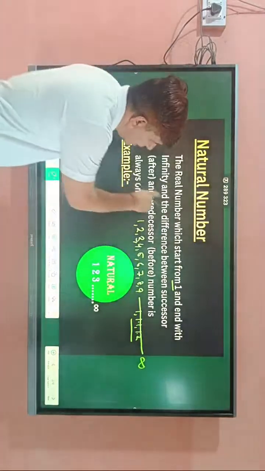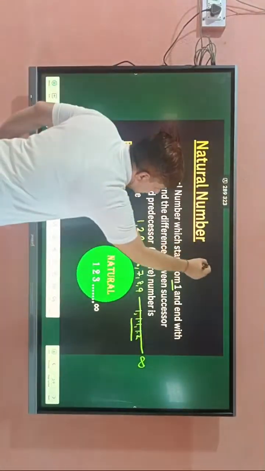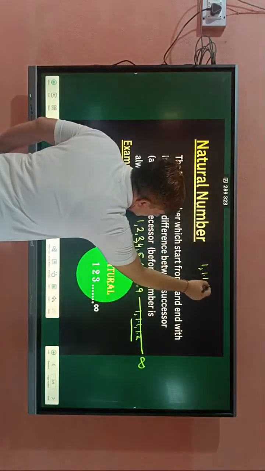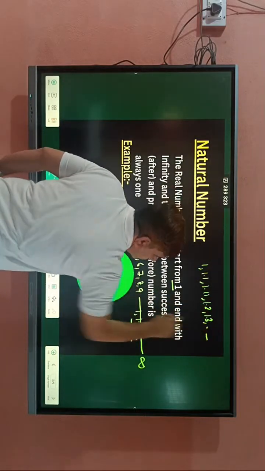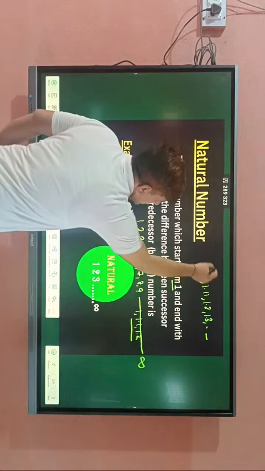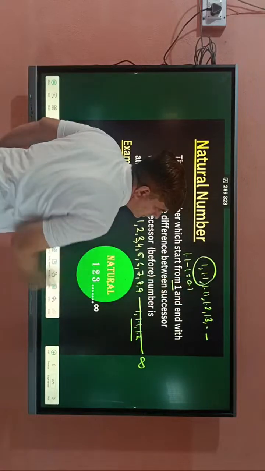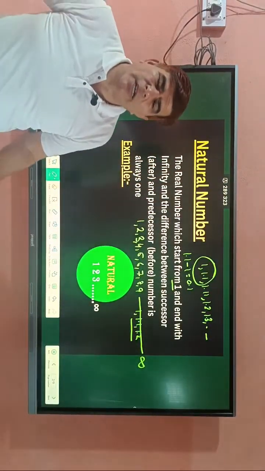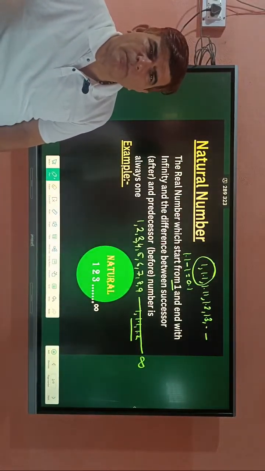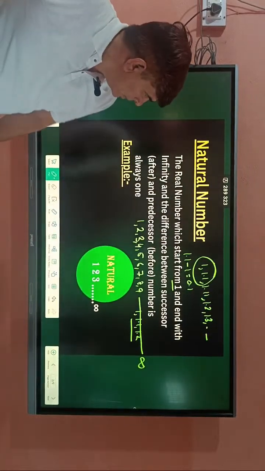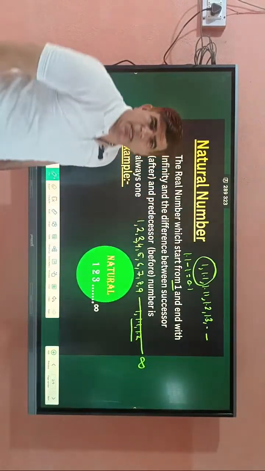Why? If we say the real numbers which start from 1 and end with infinity, then we could write 1, 1.1, 1.11, 1.2, 1.3, and so on. But check the difference between these two: 1.1 minus 1 is 0.1, which is not equal to 1. So what are the natural numbers which are complete, found in nature? These are 1, 2, 3, 4, 5, 6, 7, 8.